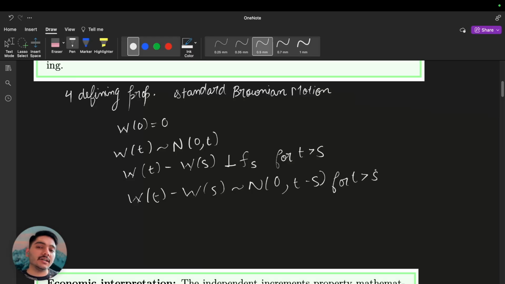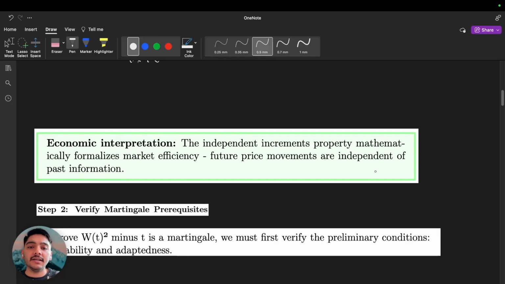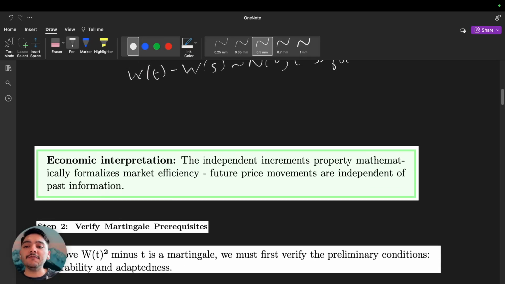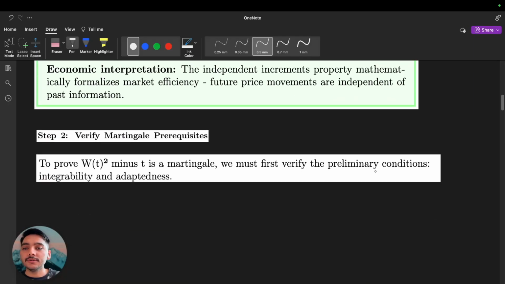So the main portion is what we are writing in this math. What is the economic interpretation of this? The independent increments property mathematically formalizes market efficiency: future price movements are independent of past information. So let's go to step 2. We will verify the martingale prerequisites.